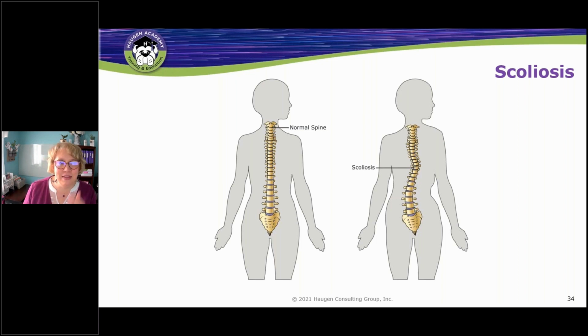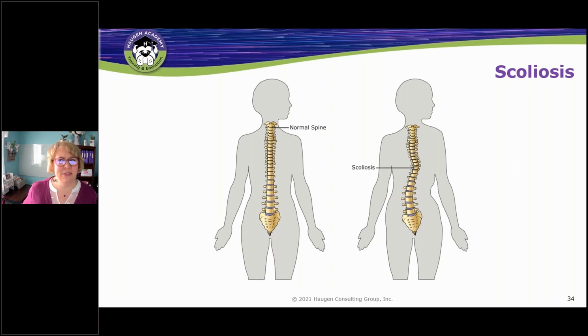The problem with scoliosis, which usually affects the thoracic spine, is that you get curvature of the thoracic spine, which is also where your rib cage is located, and you can start to get compression on the lungs. It can really interfere with the patient's breathing.